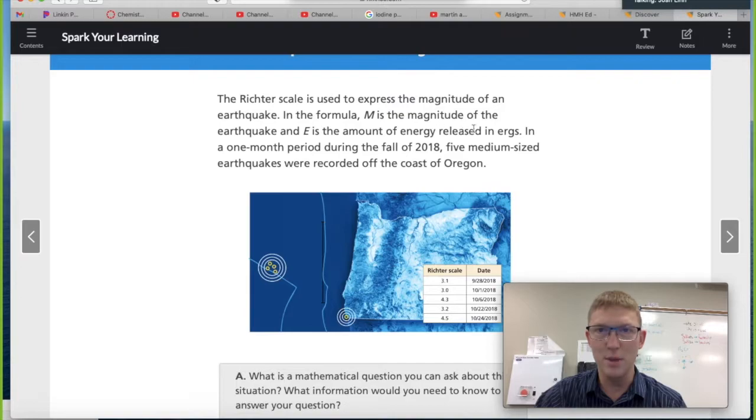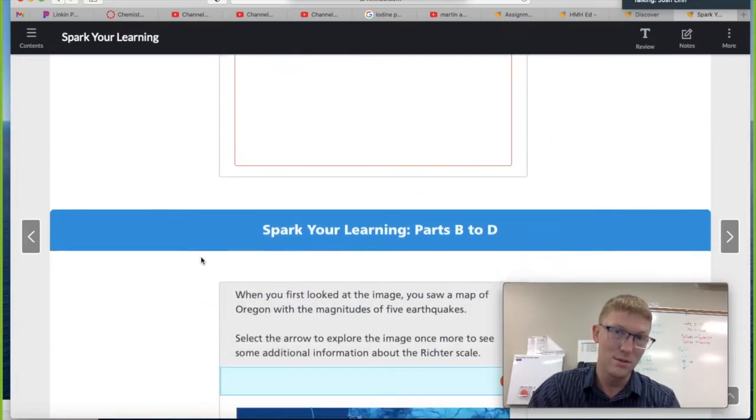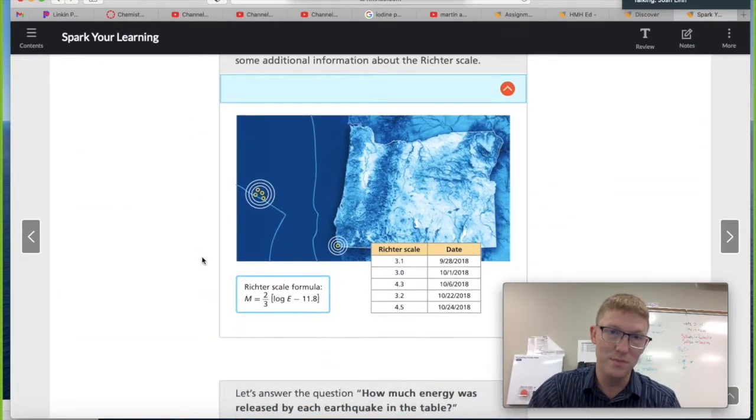You can figure out the amount of energy released during a 1 month period in the fall of 2008. Five medium-sized earthquakes were recorded off the coast of Oregon. Richter scale right here and the dates. Some mathematical questions: is there a relation between the earthquake and what is felt and where it's measured, distance, all things like that? What's the equation, maybe? And yes, there is an equation.